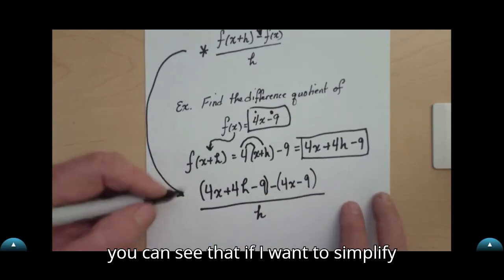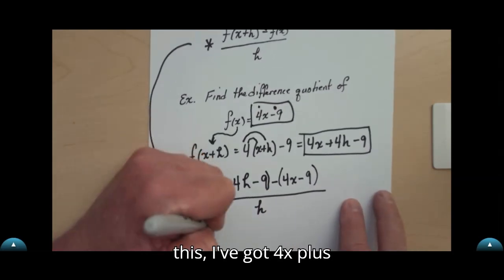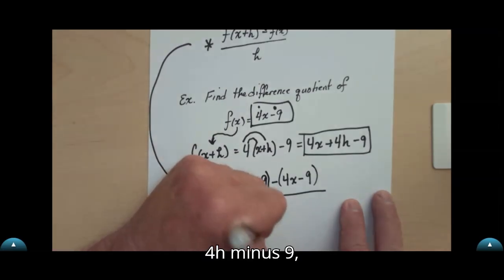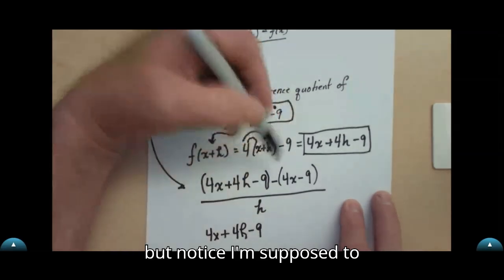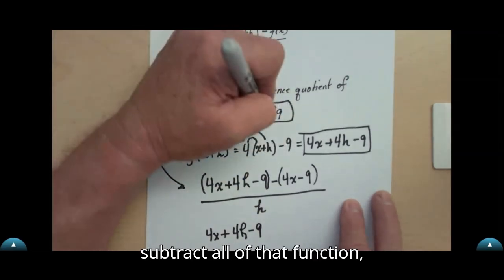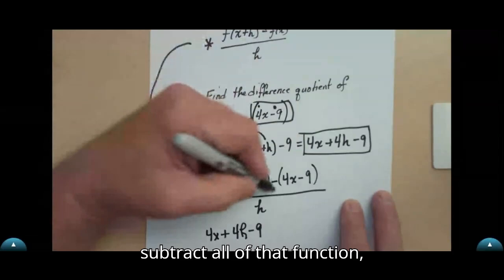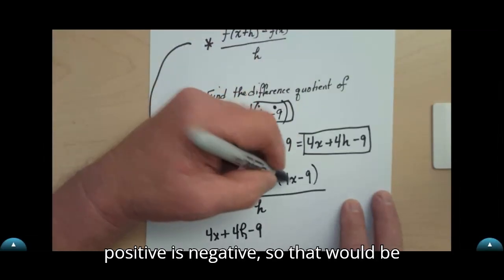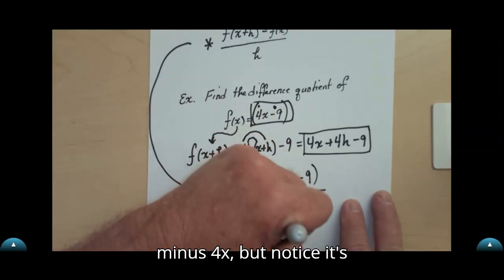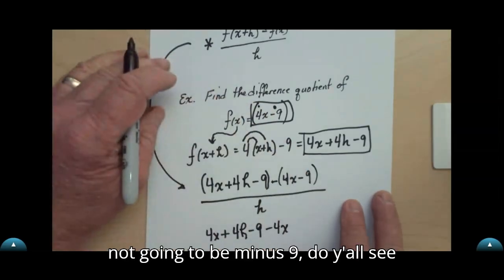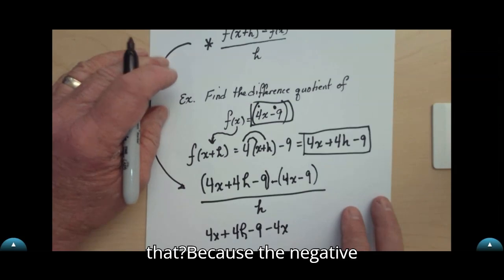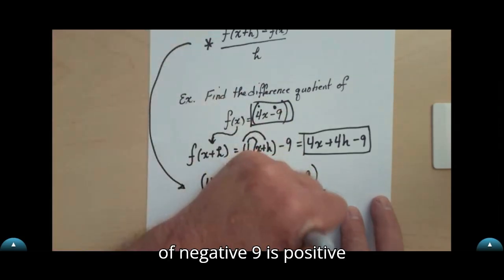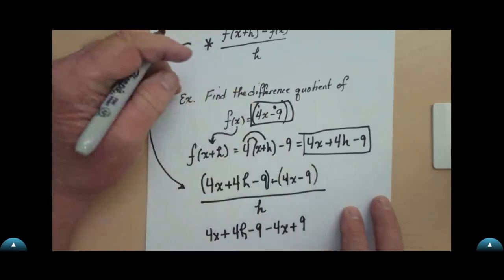Because now you can see that if I want to simplify this, I've got 4x plus 4h minus 9. But notice I'm supposed to subtract all of that function. Negative times positive is negative, so that would be minus 4x. But notice it's not going to be minus 9. Do y'all see that? Because the negative of negative 9 is positive 9, right?